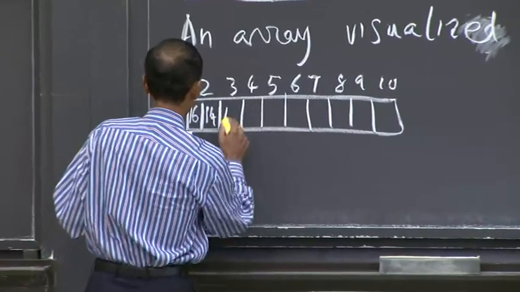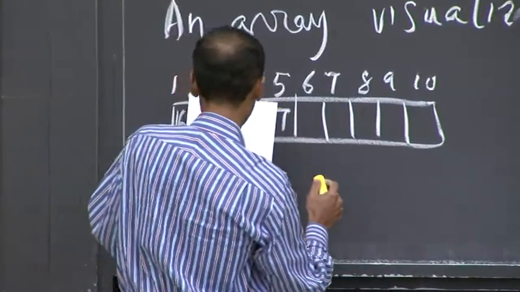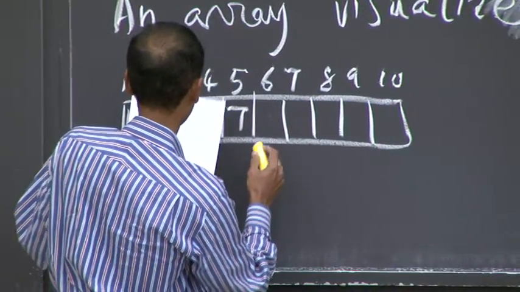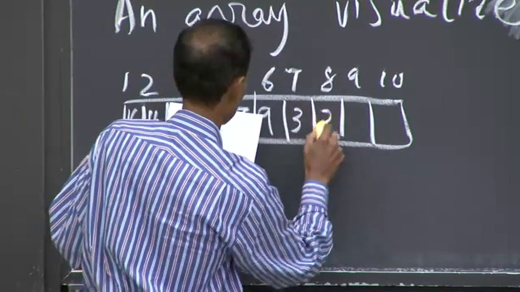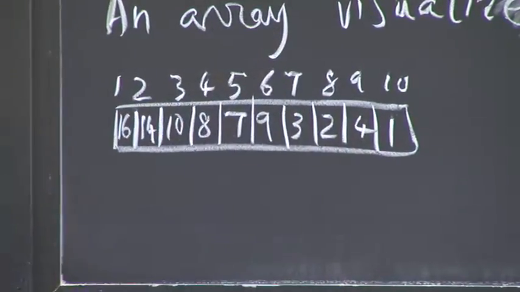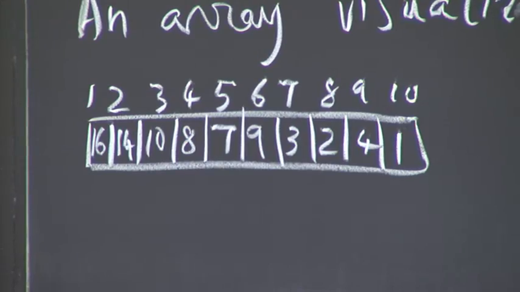16, 14, 10, 8, 7. So some set of elements, they're in random order, clearly not sorted.